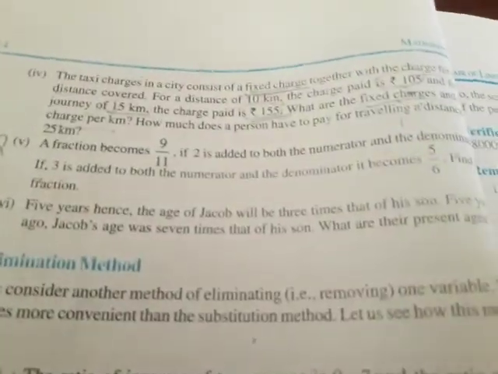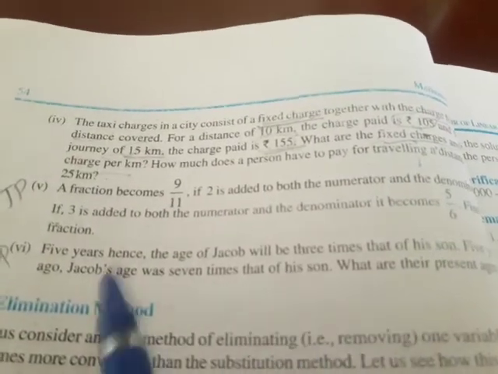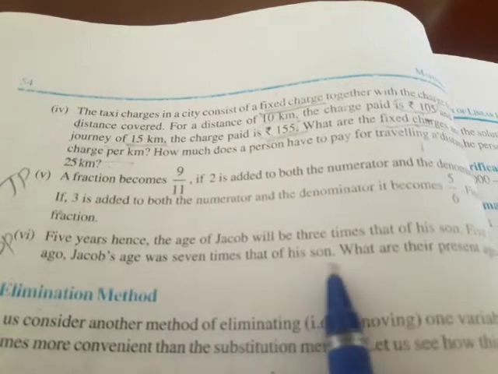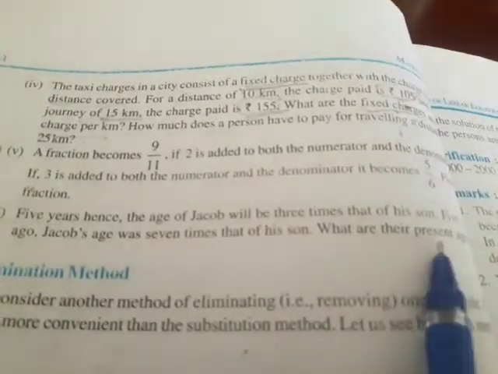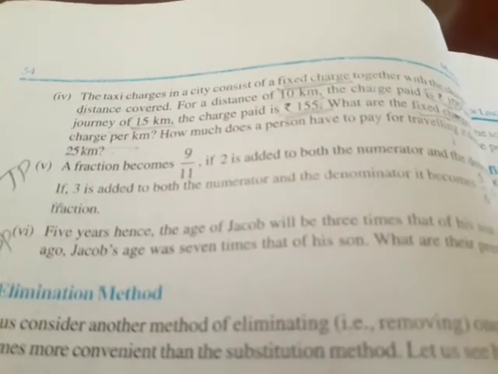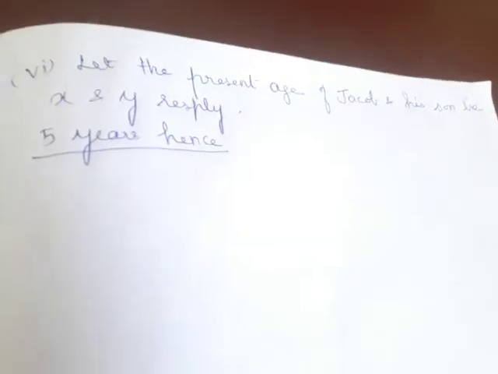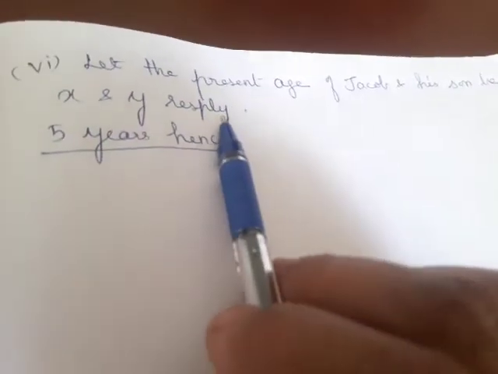See the last question. 5 years hence, the age of Jacob will be 3 times that of his son. Then 5 years ago, Jacob's age was 7 times that of his son. What are their present ages? So present ages they asked. So assume the present ages as your variables x and y. Let the present age of Jacob and his son be x and y respectively.